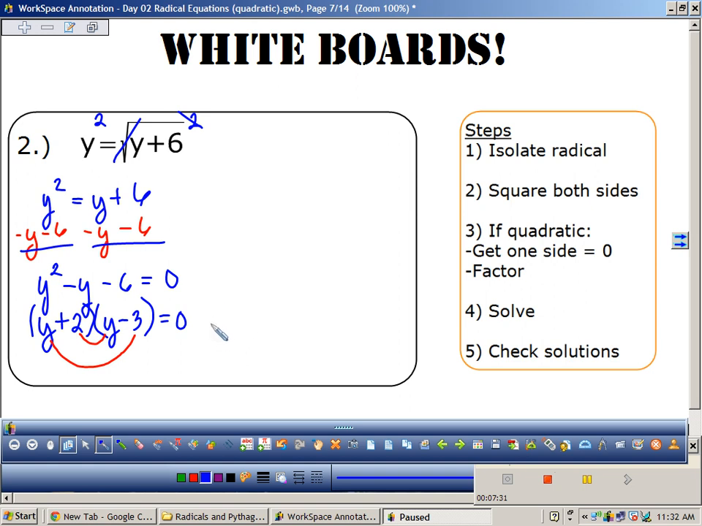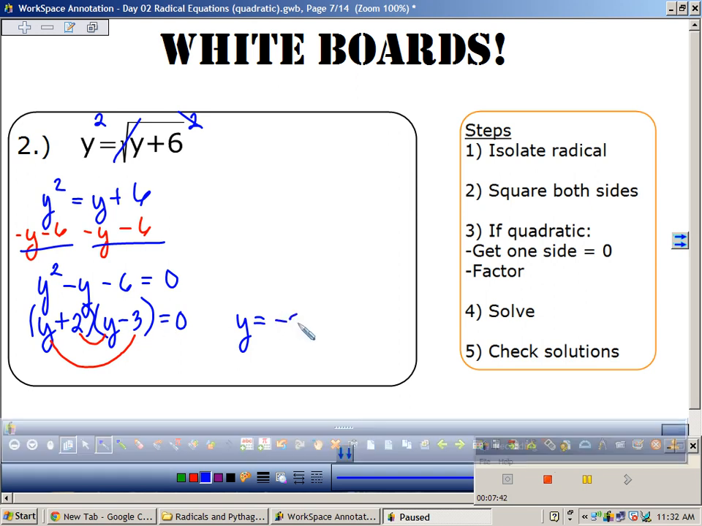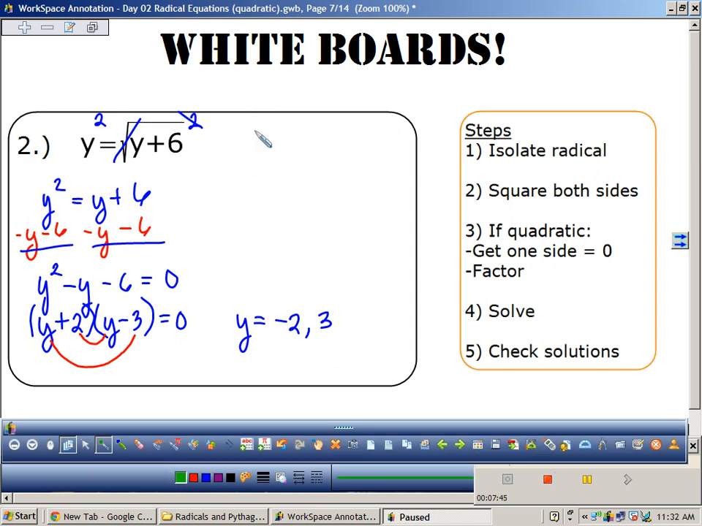So y equals, when I set them equal to 0, what's y going to equal? Negative 2 and 3. We got to check it. Which one do you think is not going to work, just by looking at them? The negative 2. Right, because it's a negative, so let's check it.